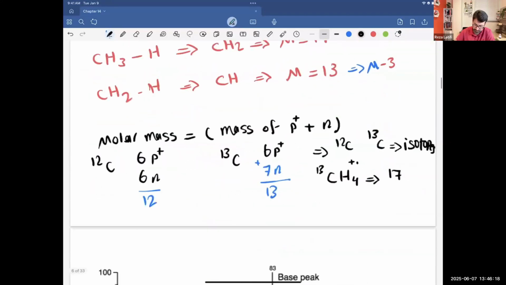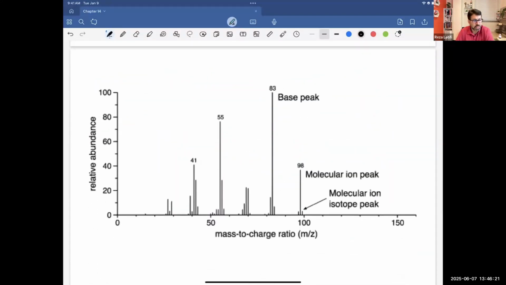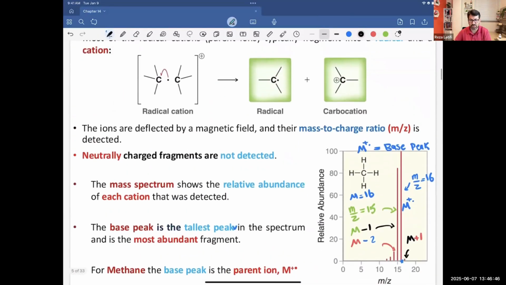Okay. Another example. So the highest peak, regardless of whether it's the last peak or not, we call the base peak. From now, anytime you see the highest peak, just label it as a base peak. And the base peak and the molecular ion peak, sometimes will be the same. Okay, the last peak that you see happened to be the highest one. And one example is methane. As you see, the last peak that we are talking about is the highest one.